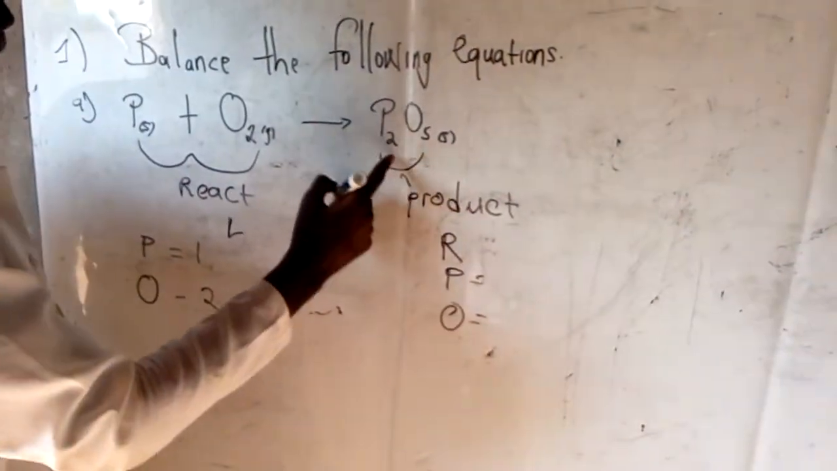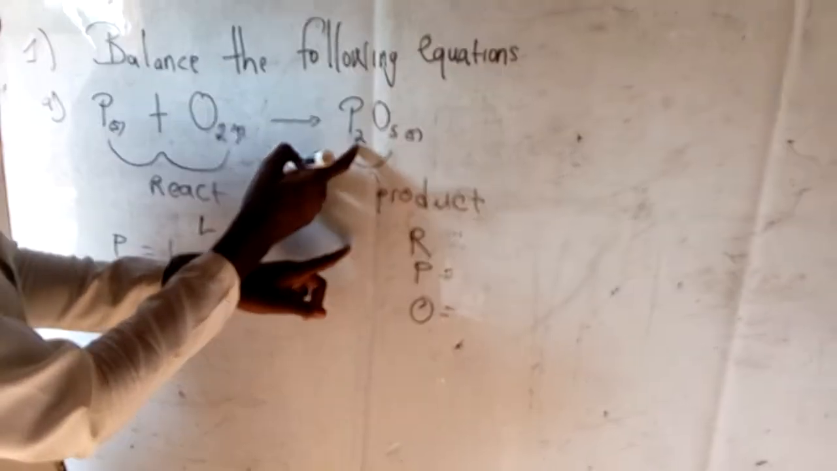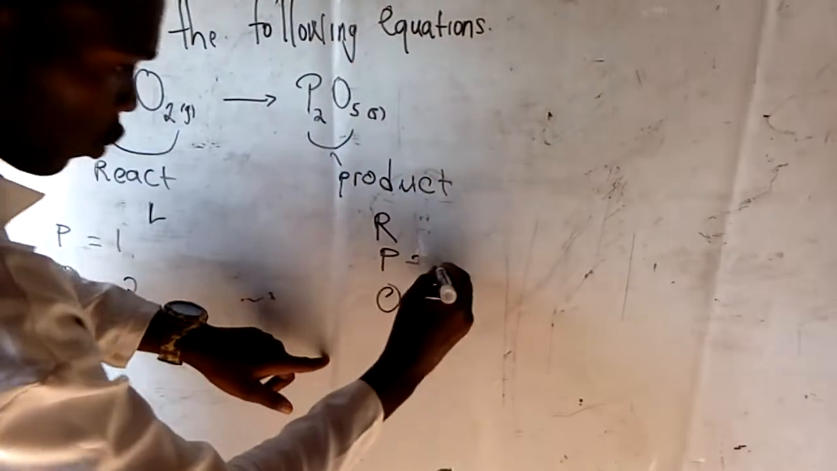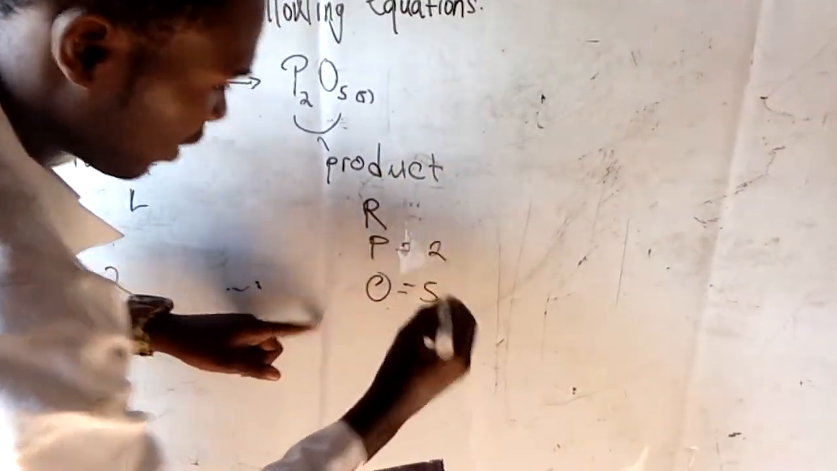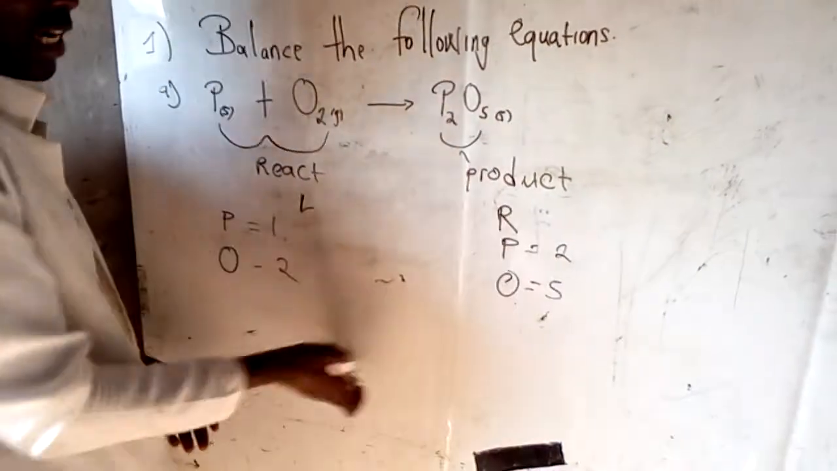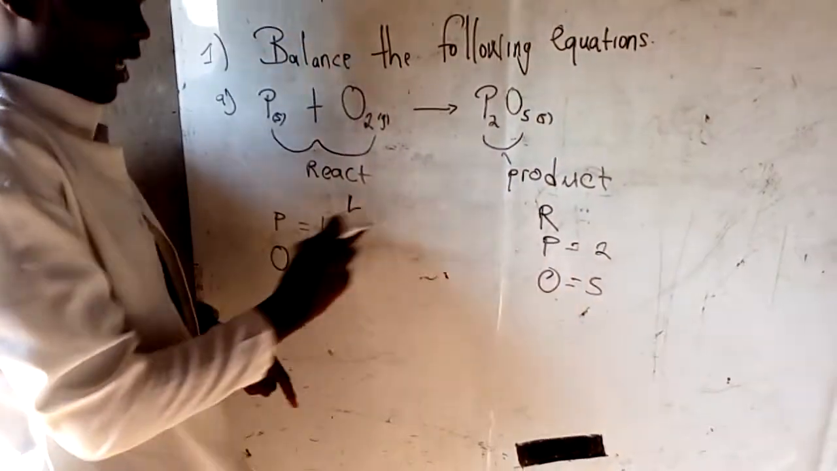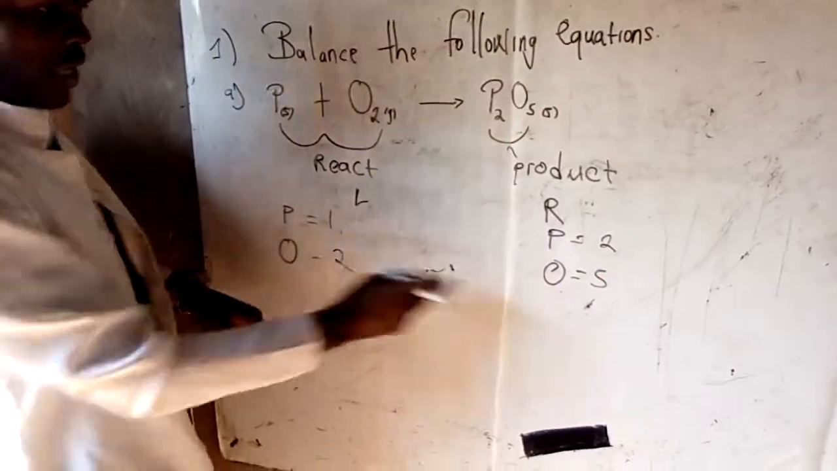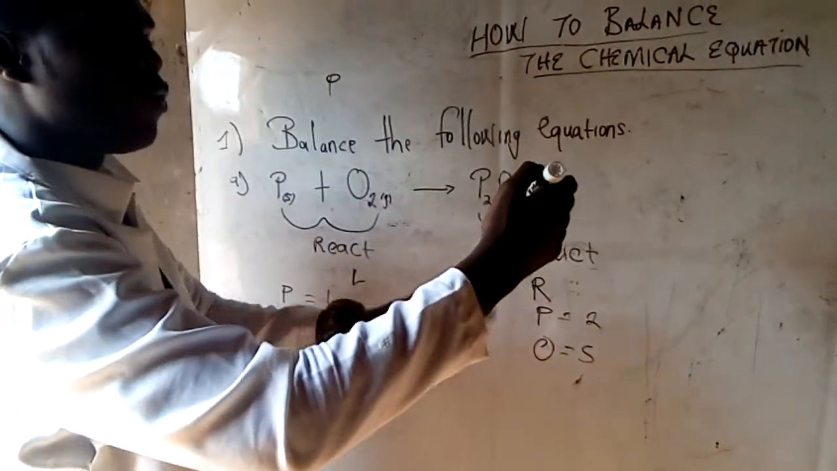On the right side we have phosphorus, and it is 2. Remember, when it is written 2, it is 2, so I'll put 2 here. Oxygen is 5 here, so I put 5. Now we ask ourselves: is this balanced? They are not balanced, because phosphorus is 1 here and 2 there, so we need to balance phosphorus. Again, oxygen here is 2 and here is 5. What you have to do is increase where it is low.